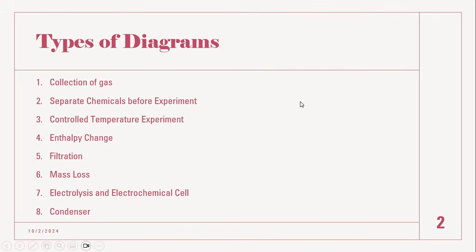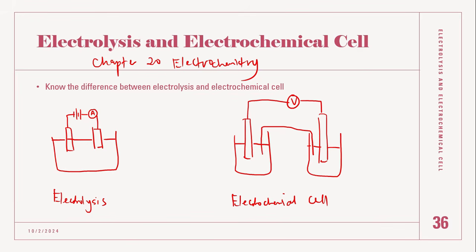Type 7, electrolysis and electrochemical cell. So we first need to know the difference between electrolysis and electrochemical cell. We have learned it in the A2 Electrochemistry chapter. The one on the left hand side will be an electrolysis, the one on the right will be an electrochemical cell. So the difference is that for electrolysis, both electrodes are in the same container. For an electrochemical cell, you have 2 half cells. In electrolysis, you are using batteries and an ammeter. On the right hand side, for the electrochemical cell, we are using a voltmeter.